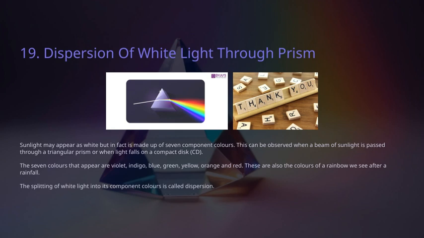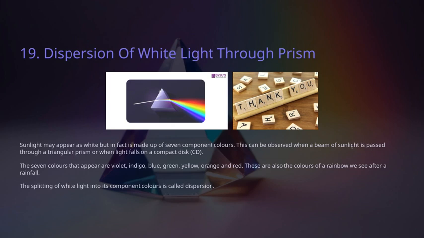When we pass a beam of sunlight through a triangular prism, or even when light hits a compact disc, these colors become visible. The 7 colors you see are violet, indigo, blue, green, yellow, orange, and red. These are exactly the same colors we observe in a rainbow after rainfall. What's fascinating here is that the splitting of white light into these individual colors is called dispersion.